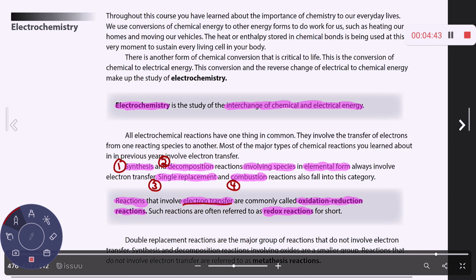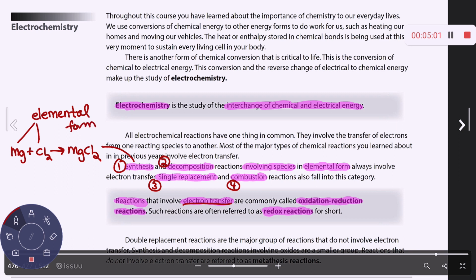So when I say elemental form, that means if you have something like magnesium combines with chlorine to make magnesium chloride, this is a synthesis reaction, and then magnesium and chlorine would be considered an elemental form.